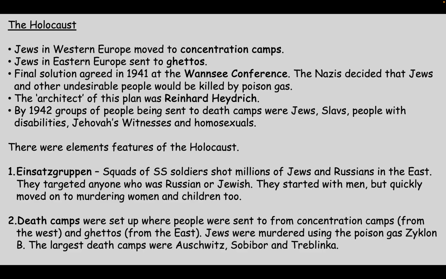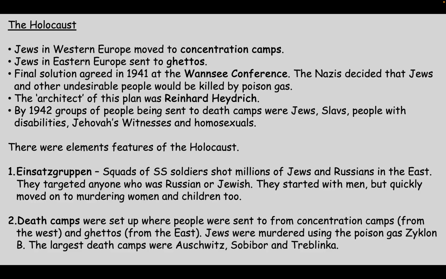Now, the architect of this plan was Reinhard Heydrich, who we have talked about earlier, previously head of the SD and the Gestapo, but he is the person who puts in place the plan for the final solution. So by 1942, groups of people were being sent to death camps: Jews, Slavic people from Eastern Europe, people with disabilities, Jehovah's Witnesses, homosexuals. So all of those groups of people were being sent to concentration camps.